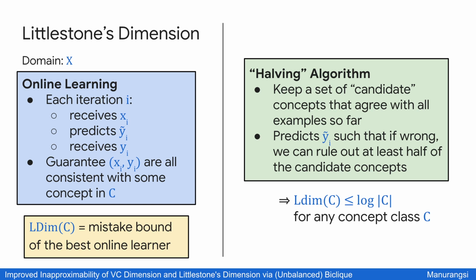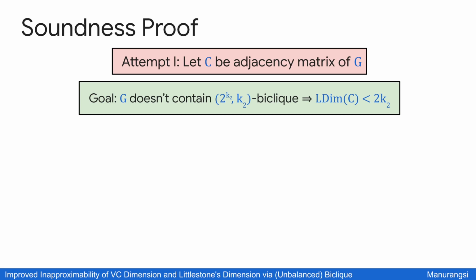Okay, with that in mind, how do we use this halving algorithm to prove the soundness of this reduction? Just to quickly recall, in the soundness proof, the goal is to show that if the input graph G doesn't contain a 2 to the k2 by k2 biclique, then the Littlestone dimension of the resulting concept class should be less than 2 times k2.